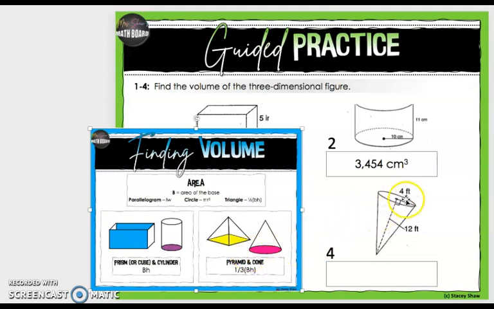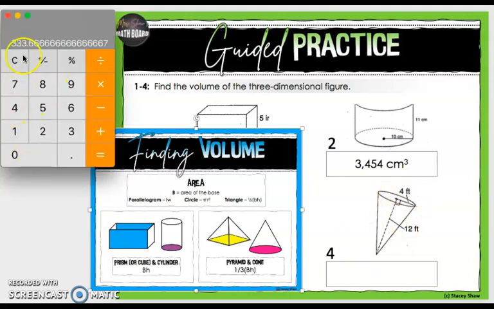So first what we're going to do is find the area of the base. To find the area of a circle, right here, it's pi r squared. So we're going to take the radius and square it. We're going to take 4 times itself. 4 times 4 is 16. Then we're going to multiply that by pi, 3.14. So 16 times 3.14 is 50.24. So that's the area of the base.